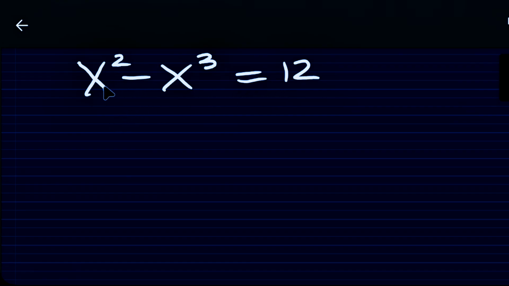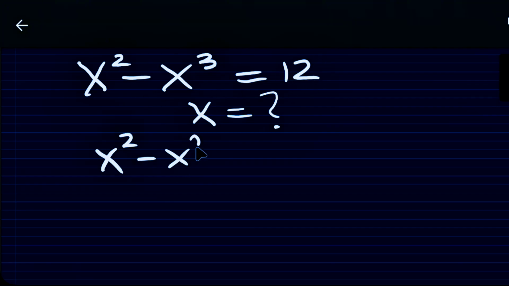Now, we are given x squared minus x cubed equals 12, and we are expected to find the value or values of x that will satisfy this given equation. The first thing we are going to do is to transpose this 12. So we have x squared minus x cubed minus 12 equals 0.